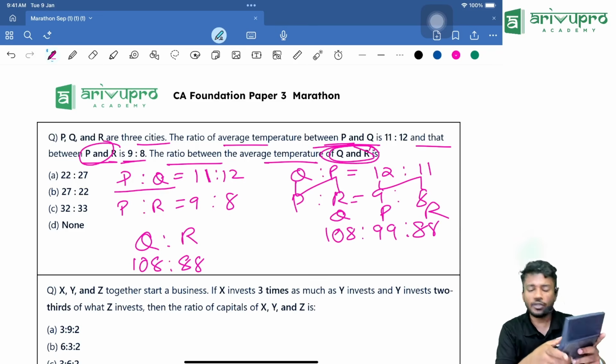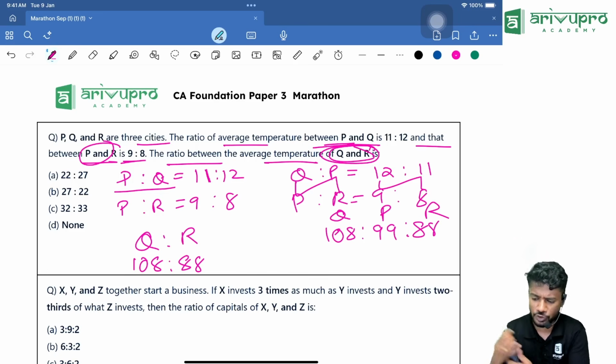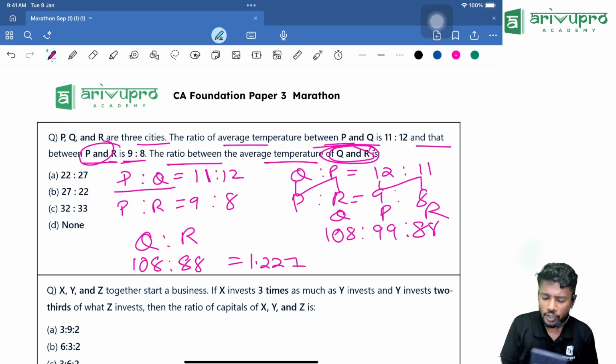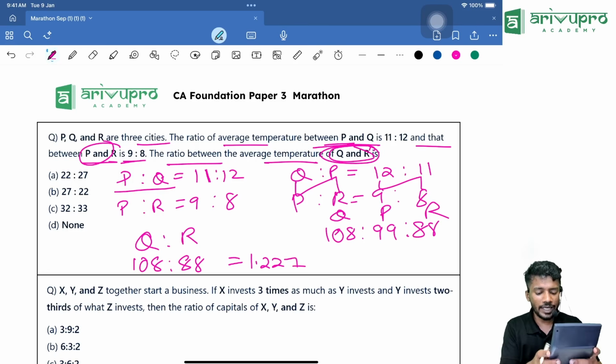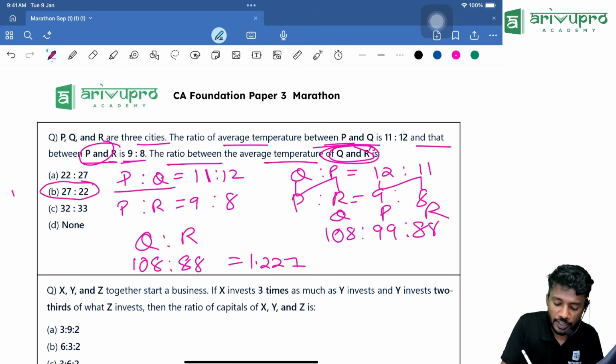So take your calculator, everyone. Type 108 on your calculator. Divide it by 88. How much is it? 1.227. Am I right? So which is equal to 1.227. So check which of the options is giving you 1.227. That's your answer. Okay. Take the calculator. 27 divided by 22. How much is it? 1.227. So that's your answer.